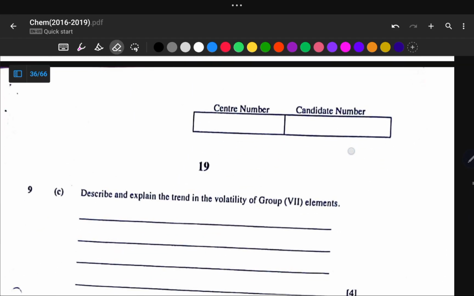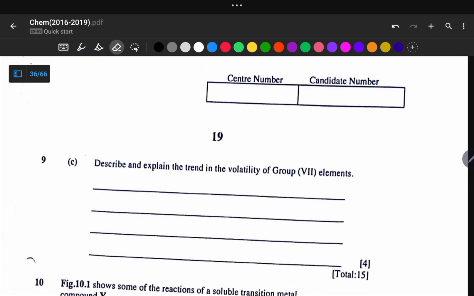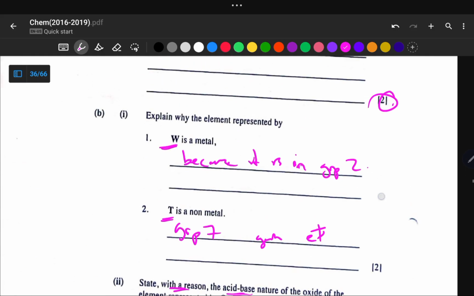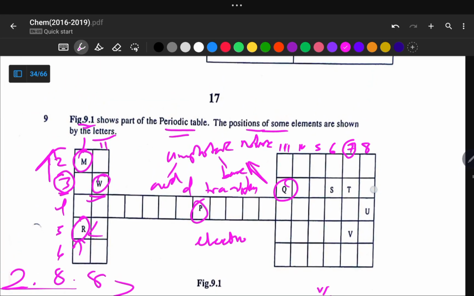So we move to the next question. So the next question says describe and explain the trend of volatility of group 7 elements. So volatility is defined as the ease of a substance to vaporize, to turn from a liquid to a gas. So this is governed by the strength of the forces holding the particles together, right? So we are going to explain using the periodic table.